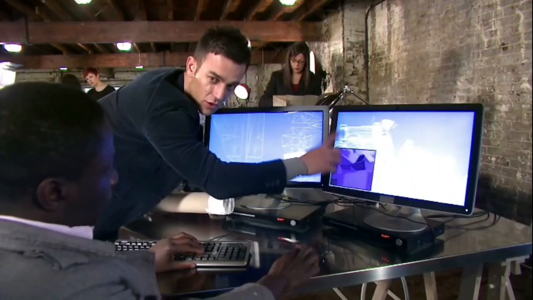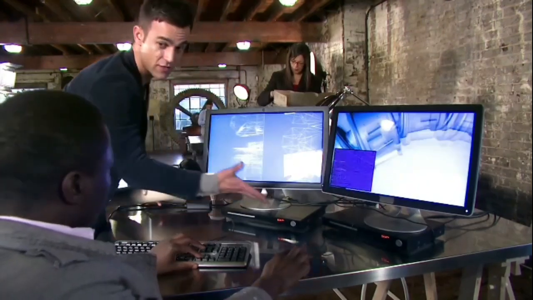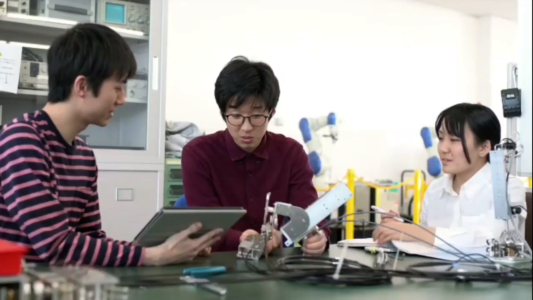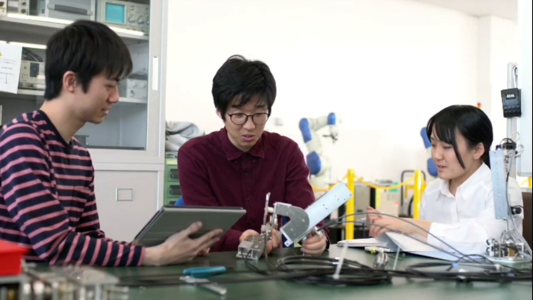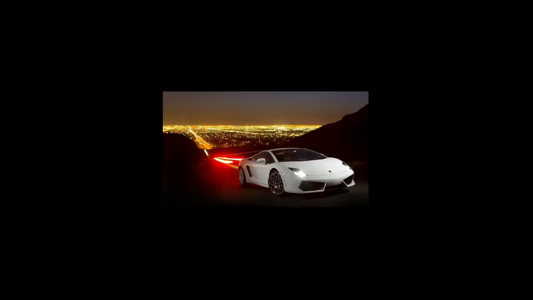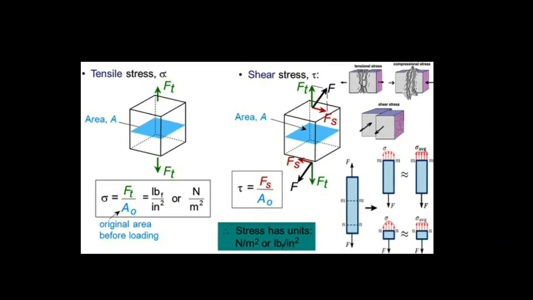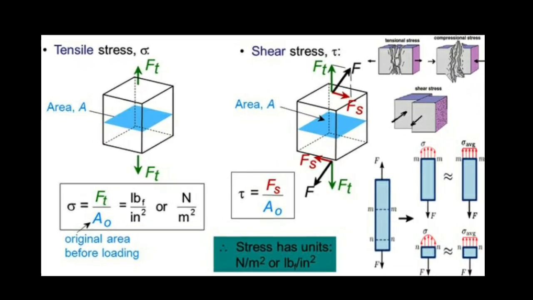Furthermore, it also helps engineers to determine what type of material should be used, how much of it, and the shape of the structure. It's used for everything from buildings, bridges, airplanes, cars, to the hinges of your doors, basically anything that has to withstand some type of force.